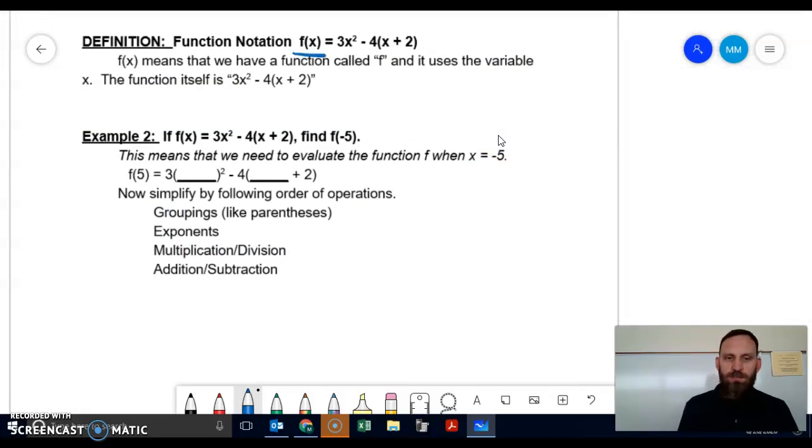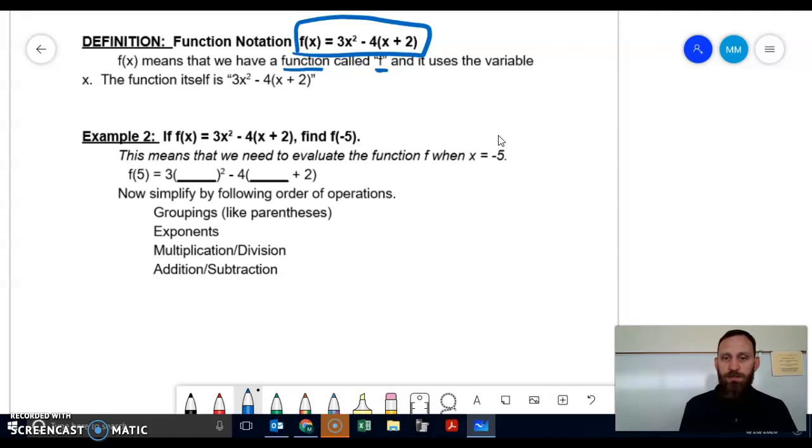So function notation is something that looks like this. F of x. And that does not mean f times x. That's notation that just says f of x means that we have a function. We're calling the function f. So f is its name.